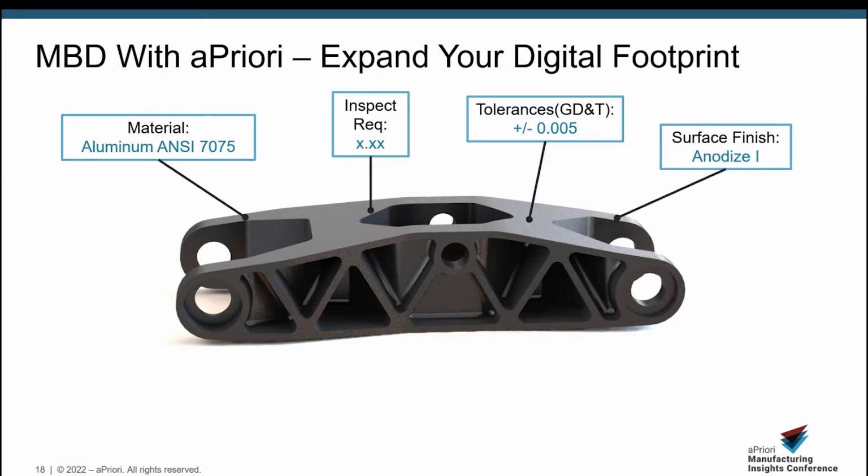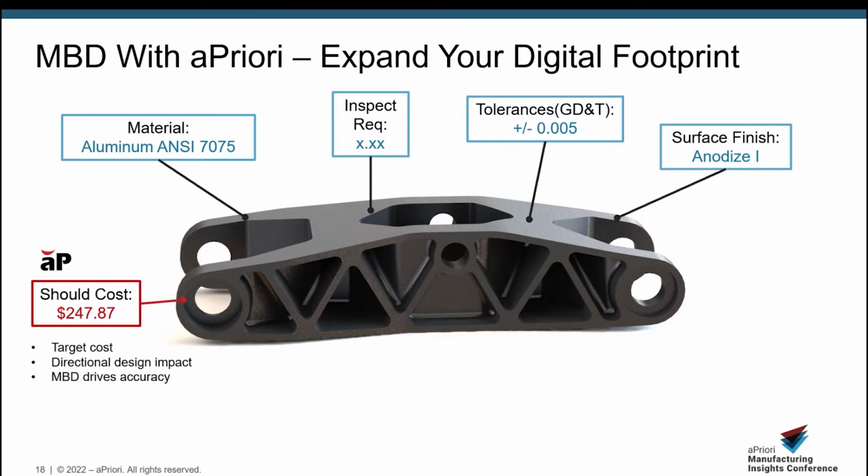So with aPriori, we've now grown this digital footprint. This digital footprint now comes with a should cost. And so now we have the ability early on in the design process to understand, are we meeting our target goals? Or perhaps do we need to redesign this based on a different process group that we want to analyze? And we have confidence in these numbers we're receiving because the model-based definition is really hitting on everything that is required in terms of manufacturing this component.